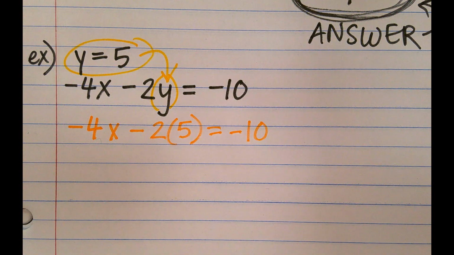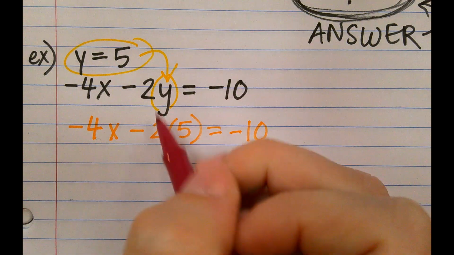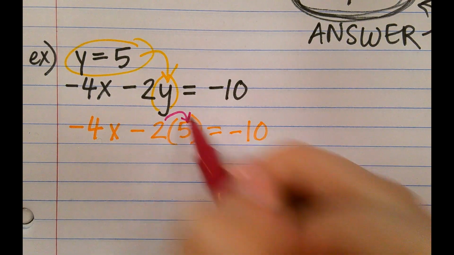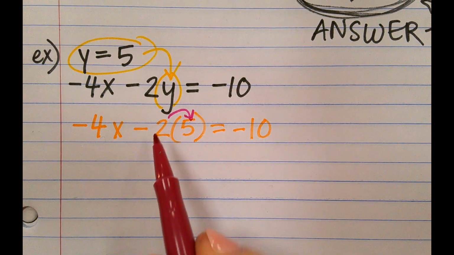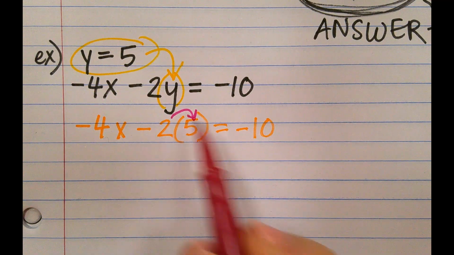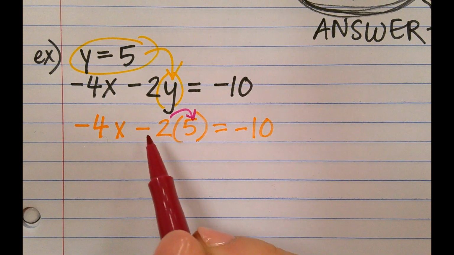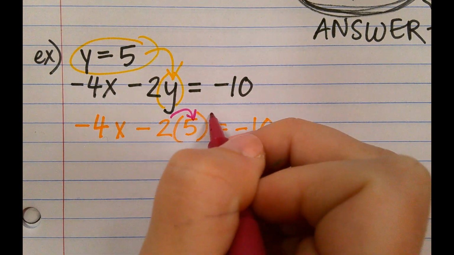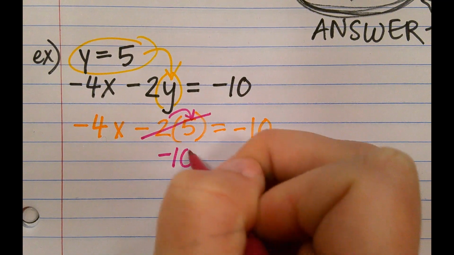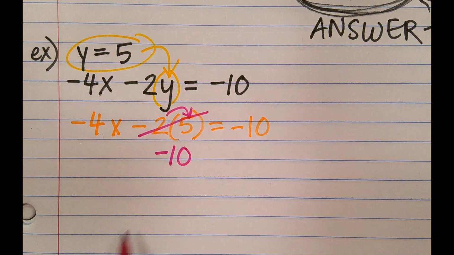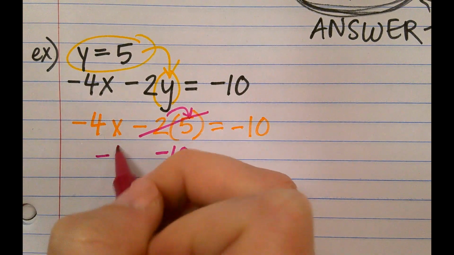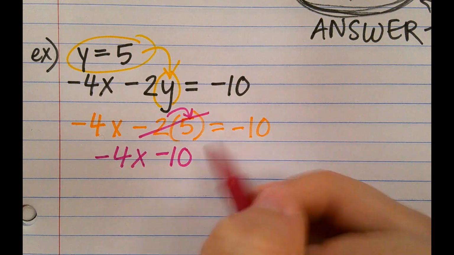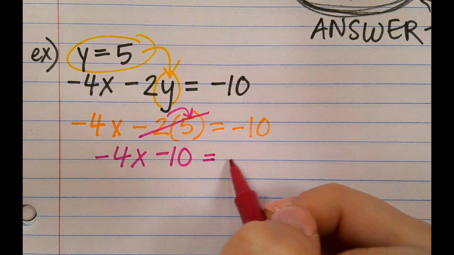What do I do now? You distribute your 2 and 5. Good. Distribute my 2 and 5, being careful with my signs. What happens here? Yeah. Perfect. -2 times 5 is -10. And then we'll bring everything down again. -4x minus 10 equals -10.